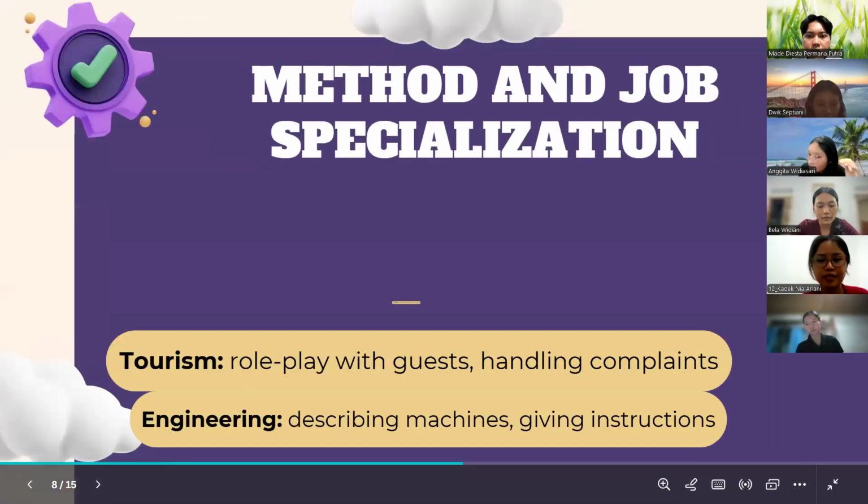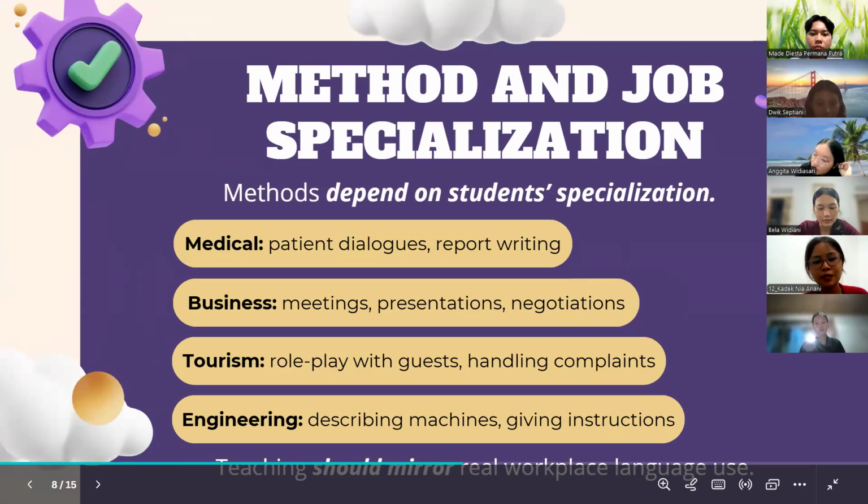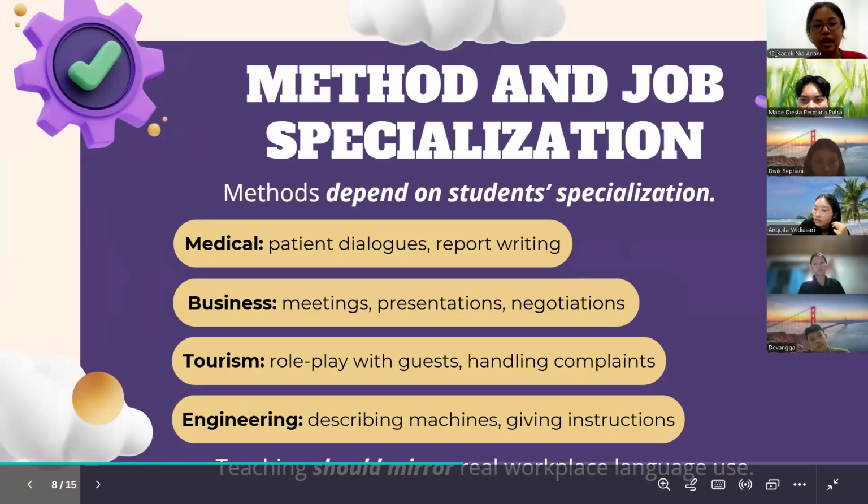Okay, thank you for the time, Desa. I will explain about the relationship between method and specialization. The ESP methodology must be aligned with the learner's professional specialization. This means that methods and tasks should reflect what people actually do in their jobs.